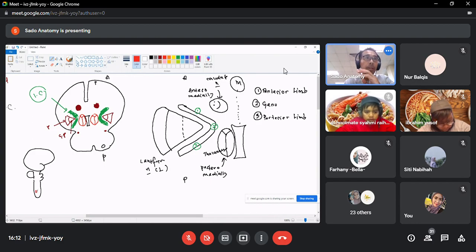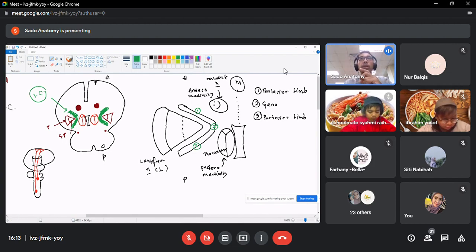Whatever connection or pathway or track, whatever you want to call it, right? If you want to carry any sensation from your spinal cord or maybe from your brainstem towards your cerebral cortex, everything must go through your internal capsule. Because this is your internal capsule, in between here. It forms the internal capsule.